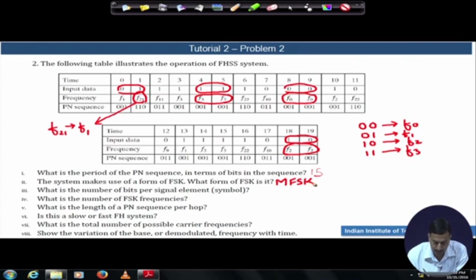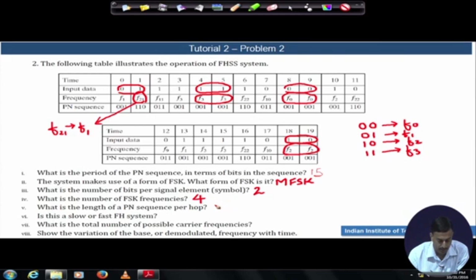That is quite clear, and it also is obvious that per symbol, that is per F, we have a dibit combination. So we have a number of bits per symbol equal to 2, and we have a set of 4 frequencies, as we can see here. So we have the number of FSK frequencies equal to 4.